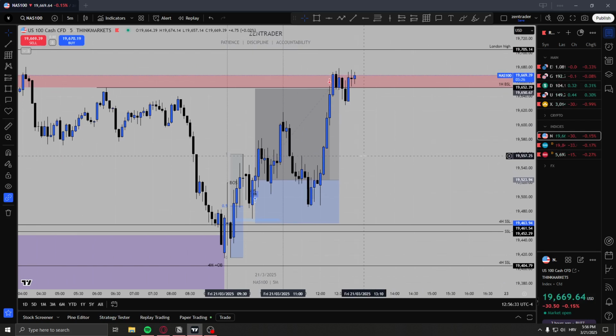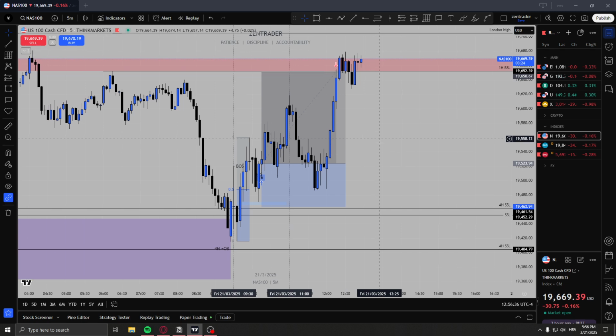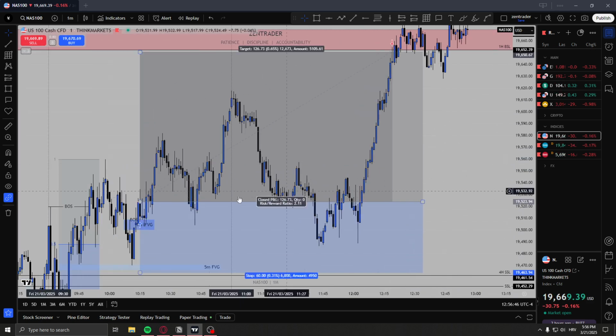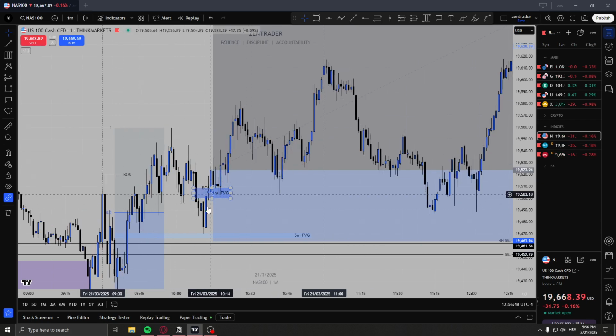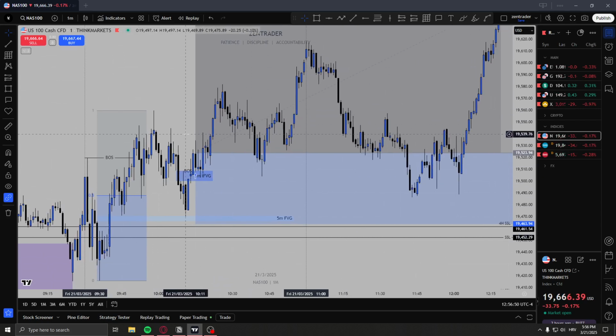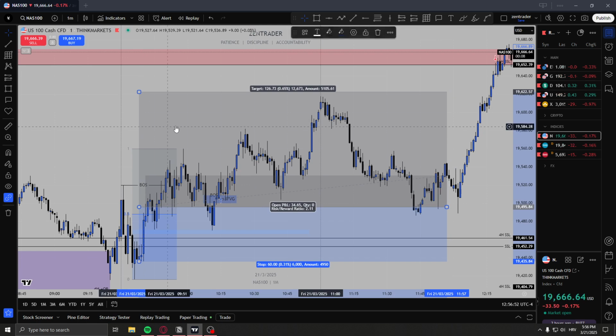I really liked this trade. It was very nice. From the moment it swept this, I was expecting a break of structure. When it happened, I knew I was now expecting a retracement to these levels. It happened, and then I knew I needed a break of structure or a fair value gap inversion. I got both of those. This was just a no-brainer to take, okay? And the bias was also there.